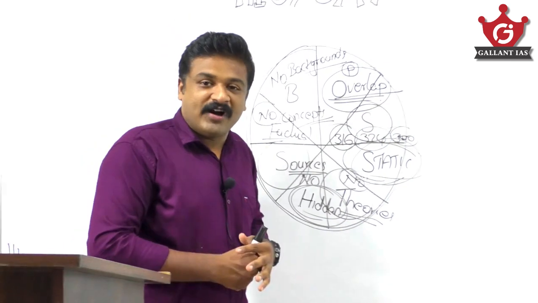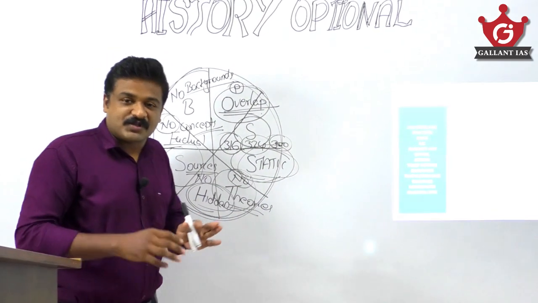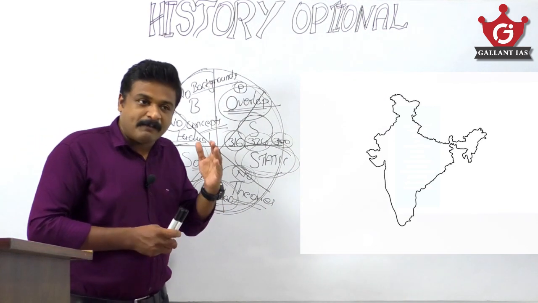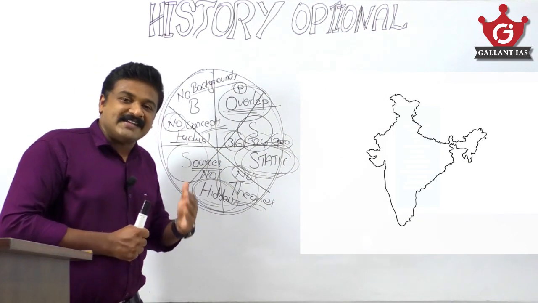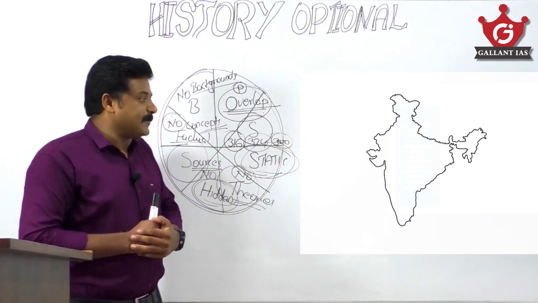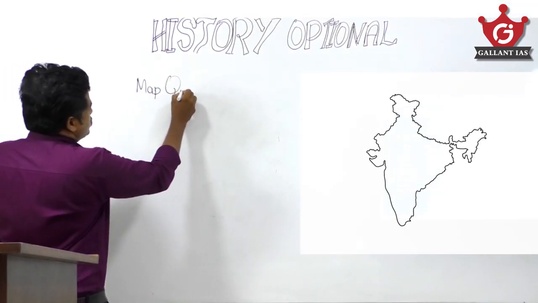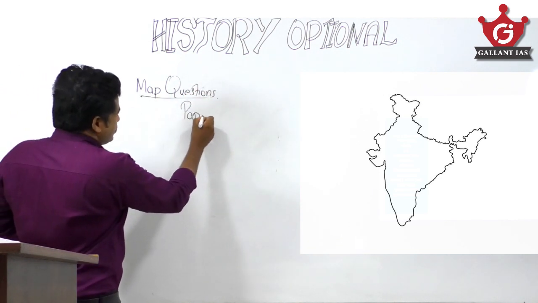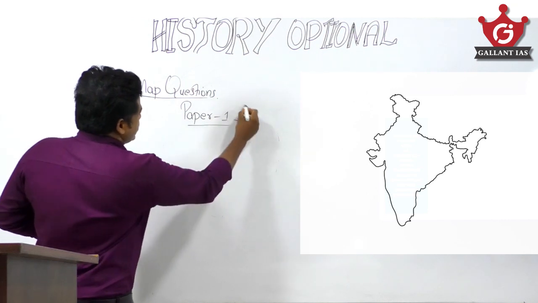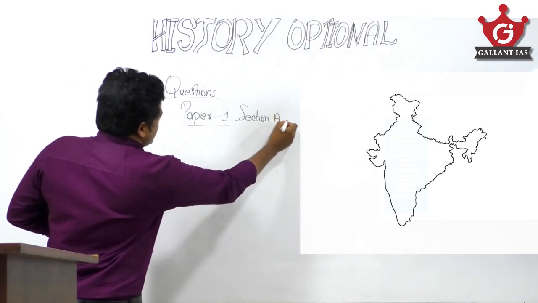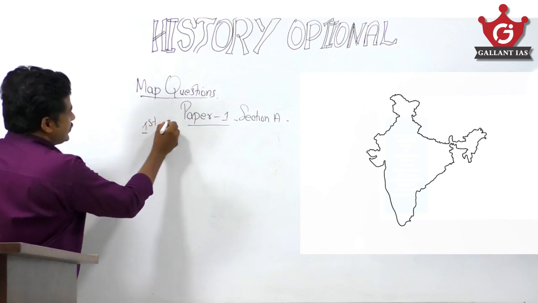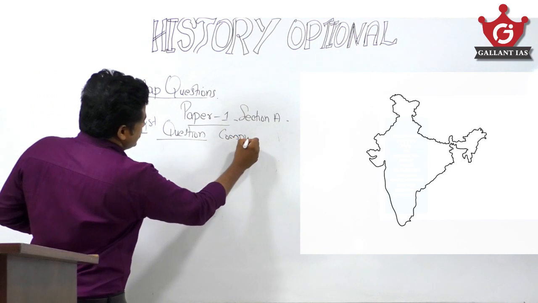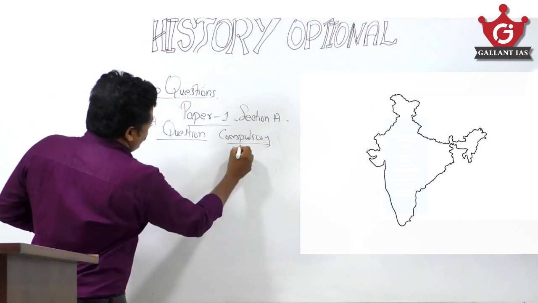Now moving on to a very important part of history optional, which is the map solving session, or map entries. It is one of the easiest parts of your history optional. Map questions appear in history optional paper 1, section A, and this is the first question, which is a compulsory map solving question, and mostly it is a kind of objective question.